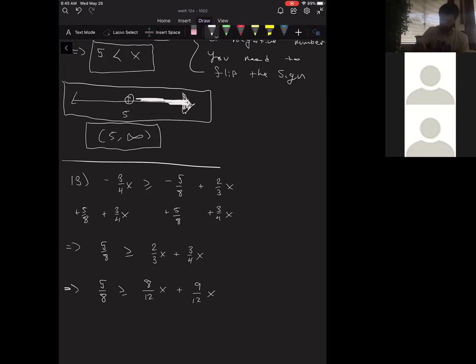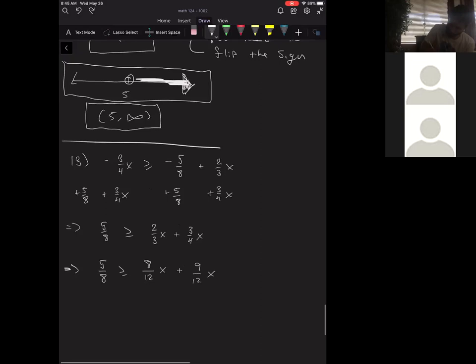On this left-hand side, we multiply the top and the bottom by 4. And then on this one, we multiply the top and the bottom by 3. Okay, so now we have the same denominator, so we can add them together. So we have 8x plus 9x, which is 17x, over 12.